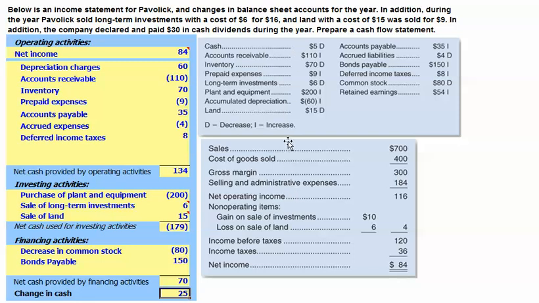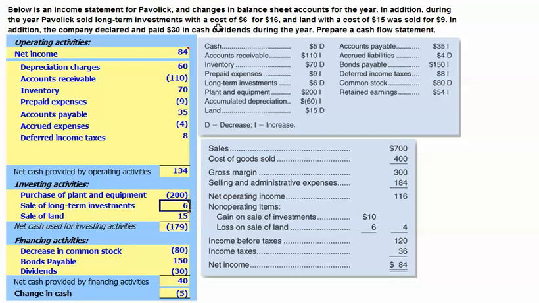We need to still incorporate the dividends, and the dividends will be a use of cash in the financing section. Once we've incorporated both the true net income of $84 and the $30 in dividends, our cash flow statement once again balances.